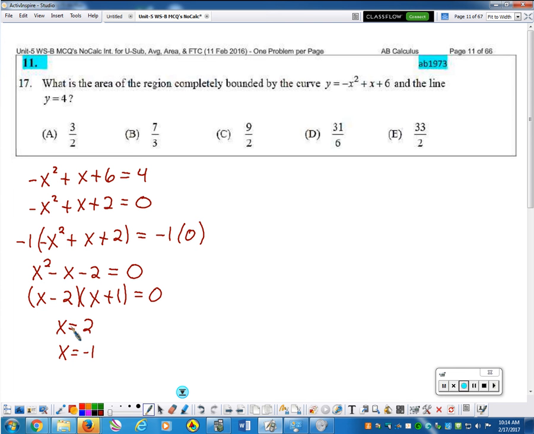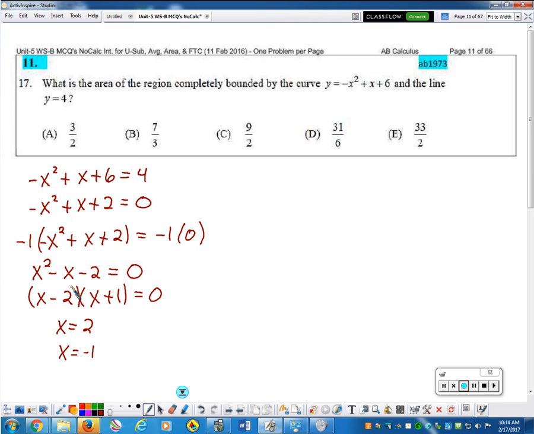This one here. No, because watch me. X times x is x squared. X times 1 would be positive 1x. Negative 2x. You see it?